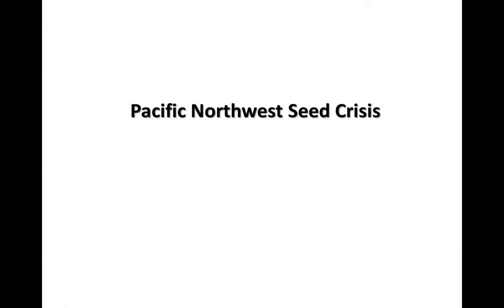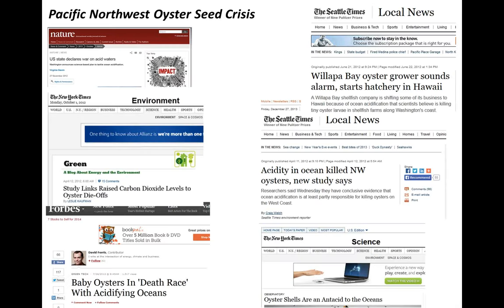All right, so the Pacific Northwest seed crisis has been a real problem for the industry out here. There's been a lot of news coverage of this, and so that has led to the formation of the Washington State Governor's Blue Ribbon Panel on Ocean Acidification, and there's been a lot of murmur within the industry, including one oyster grower who started a hatchery in Hawaii, moving the operation out to Hawaii to get away from the waters that are here. The estimates are it's cost the industry about $110 million in sales.